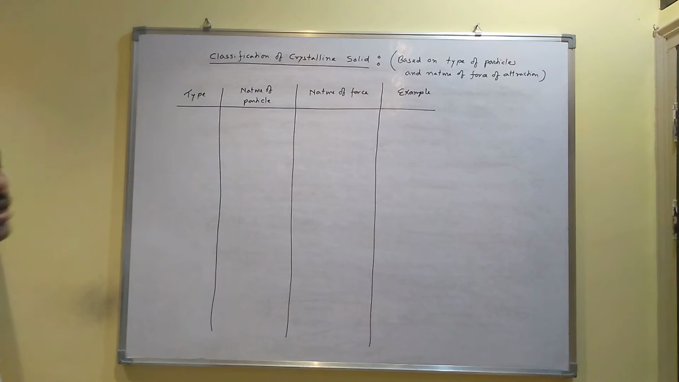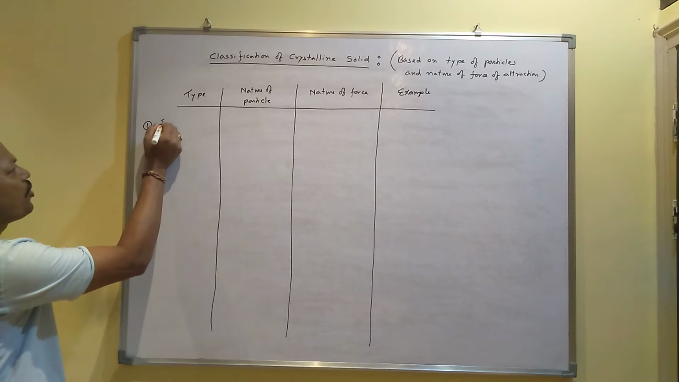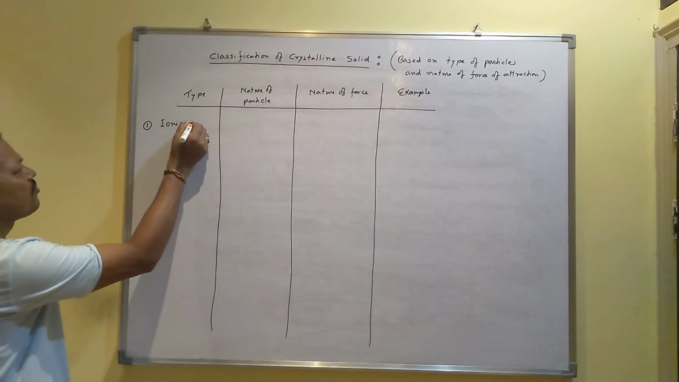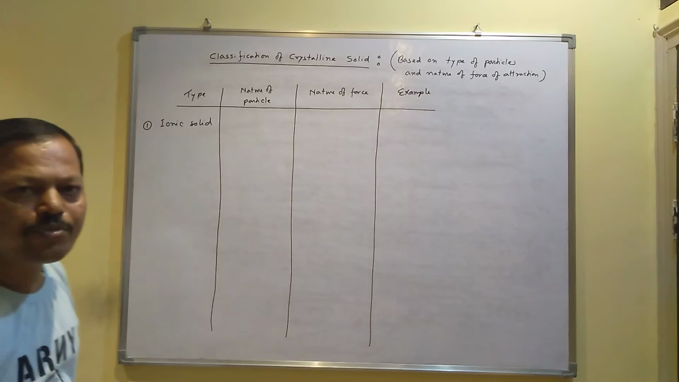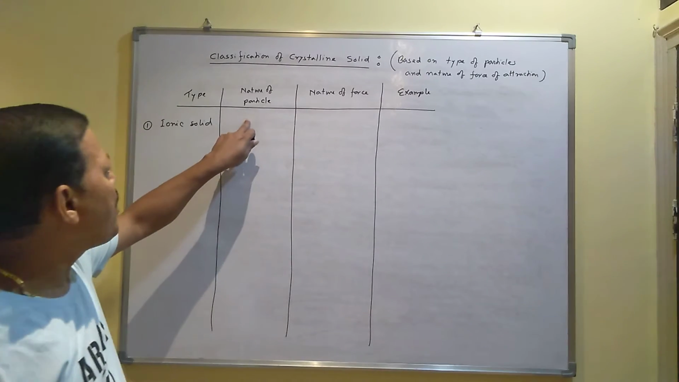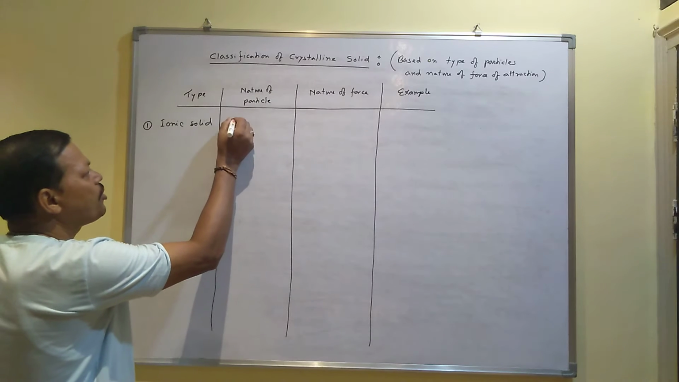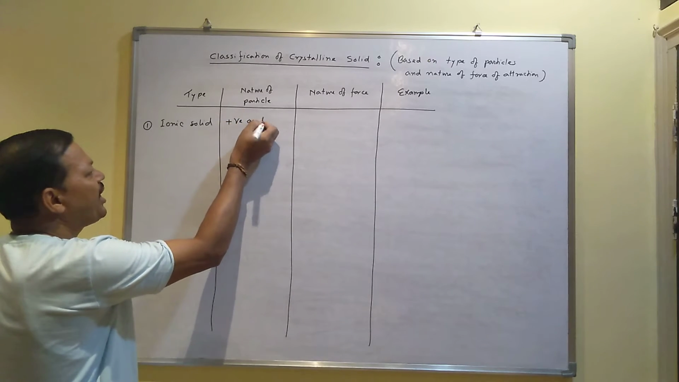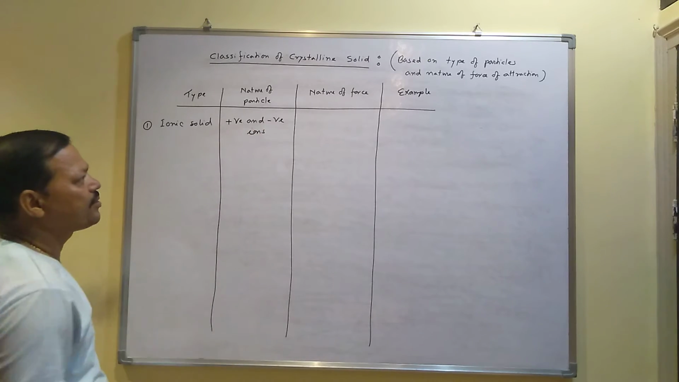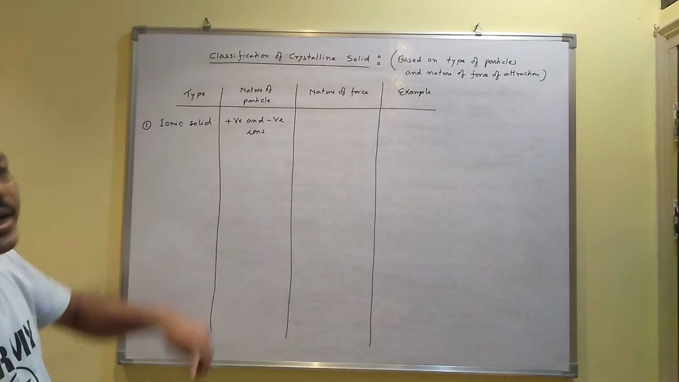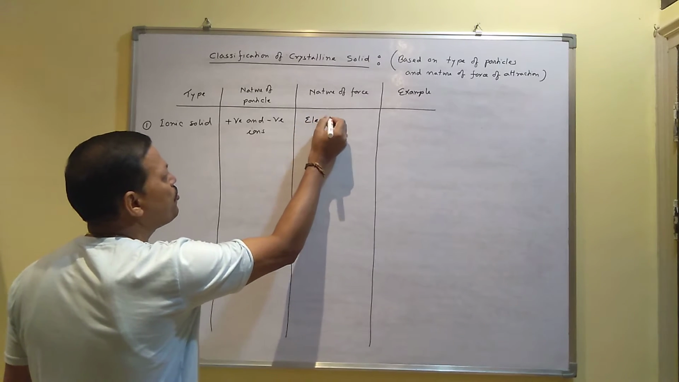So as you have got, crystalline solids are classified into four types. Number one, ionic solid. A solid is said to be ionic solid if the constituent particles present inside the solid are ions. I mean the particles will be positive and negative ions, the cations and anions. And between positive and negative ions, what type of force exists? The force is called electrostatic force of attraction.